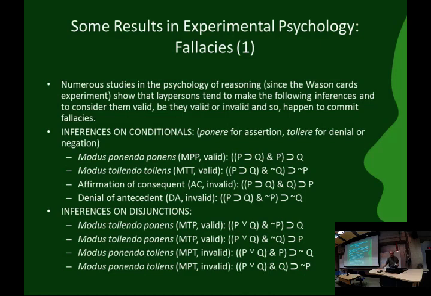That is, if P or Q and P, ponendo, then not Q, tollens. Well, if P or Q and P, then not Q is not valid because with a disjunction, it would be possible that both P and Q would be true. So it's not valid and people use it.